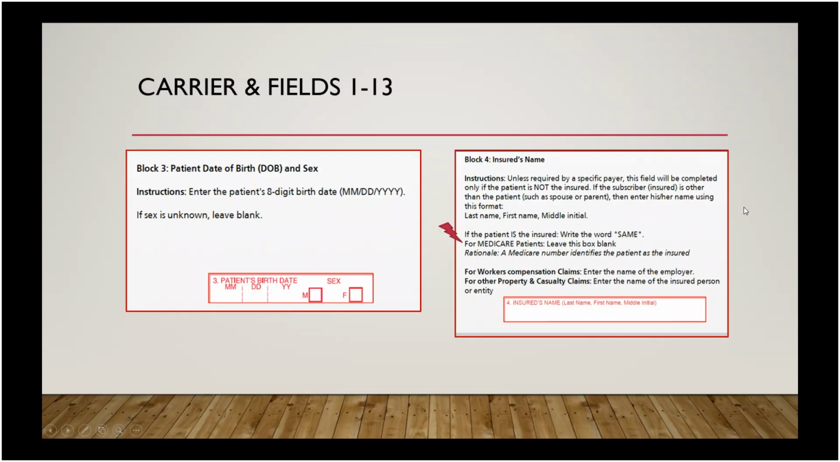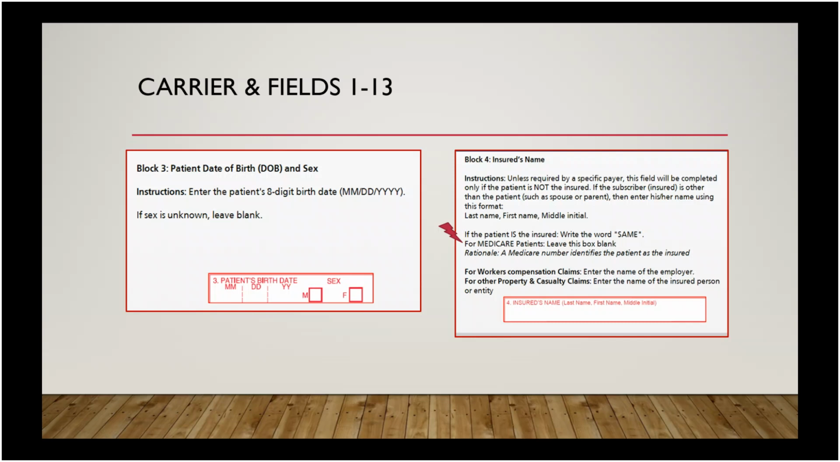Block 3, it's your date of birth and sex. This is an instruction: you want to enter, again, the entire month, day, and year. And if the sex is unknown, you are going to leave it blank. Again, you need to have that information if at all possible, because that could be one of the areas that gets rejected because you failed to enter that.